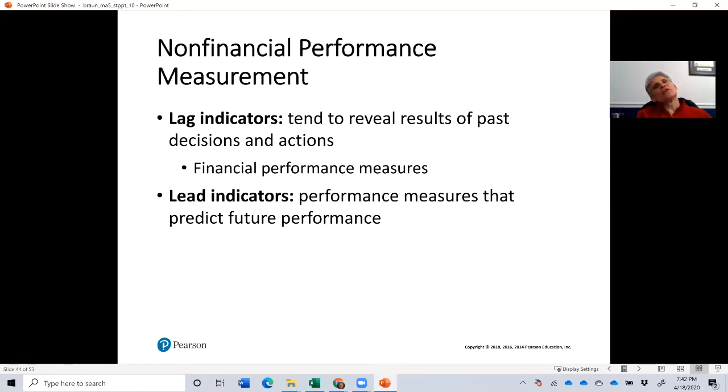We can't ignore non-financial performance measurements. There are some lag indicators that we need to pay attention to. And these lag indicators tend to reveal results of the past decisions and actions. In other words, when we come up with a volume variance, or a flexible variance, or a master budget variance, that's kind of after the fact. It tells you what occurred based upon decisions that were made in the past. So what we're going to be looking for are what are referred to as lead indicators. Those things that we can look at and measure before they occur that can give us some indication that something is on the horizon.